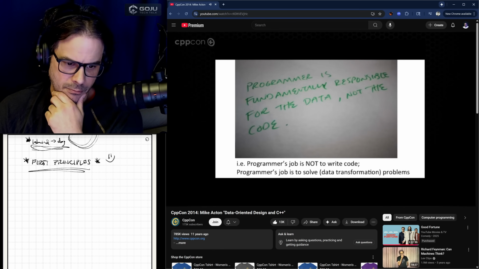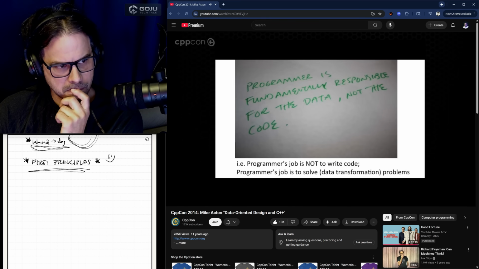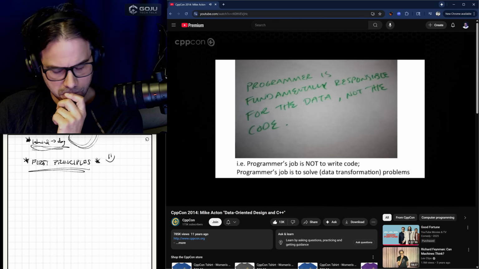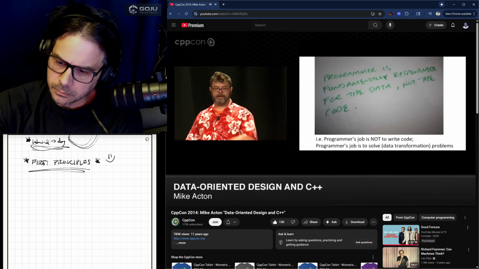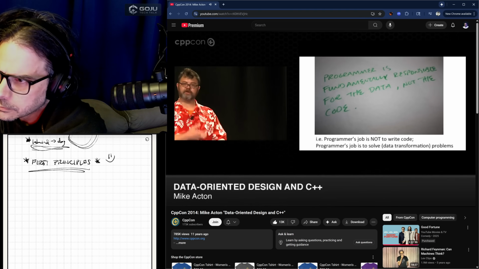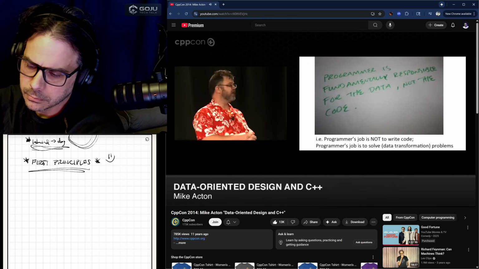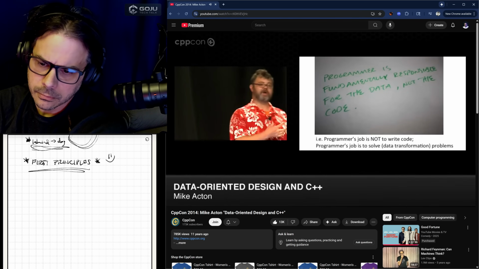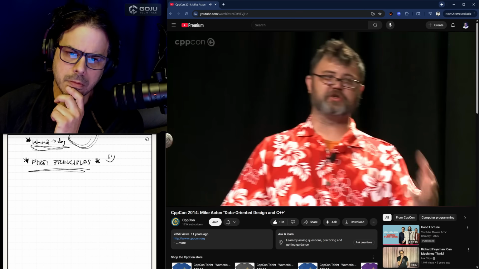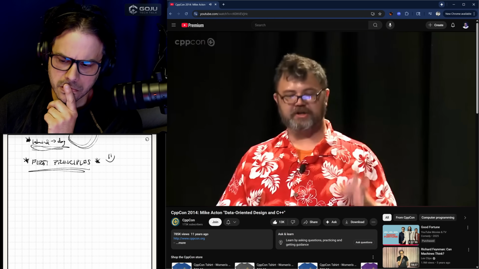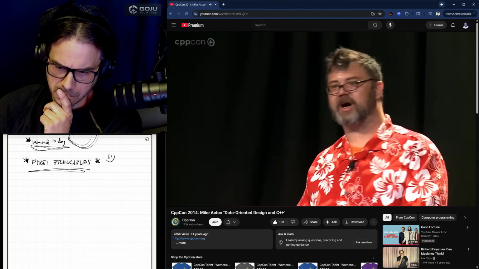And the programmer is fundamentally responsible for that data, right? Fundamentally responsible to make sure that transform happens correctly, happens fast, happens in a maintainable way, not the code, right? The code is the tool that we use to do the transformation. So the programmer's job is not to write code. And I think people really, really don't want to believe this. Like, it's not your job. Writing the code is not a job. Writing the code is the tool you use to do your job. Your job is to solve data transformation problems, right? Solving the problem is the job.